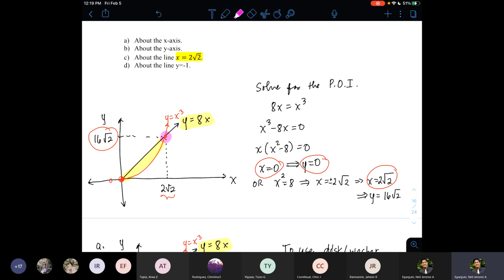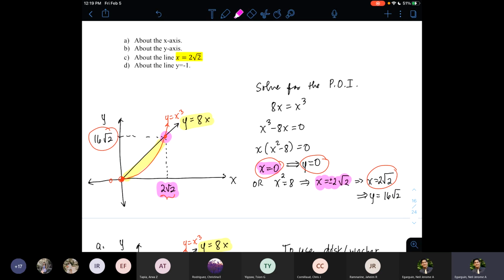Now, if I do the solution, I will get x equals 0 and x equals plus or minus 2 root 2. So those are the x values of the points of intersection. And I knew here that the point of intersection that we are interested in has x component 2 root 2, right? But I'm looking for the y value.